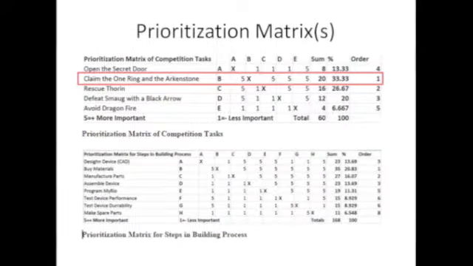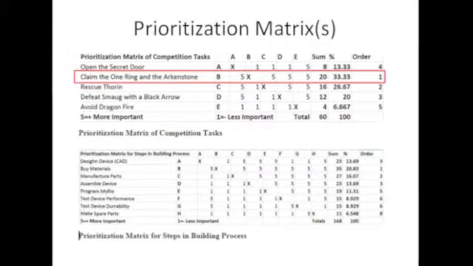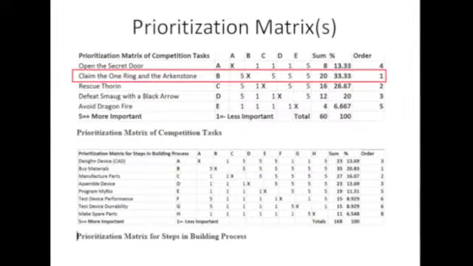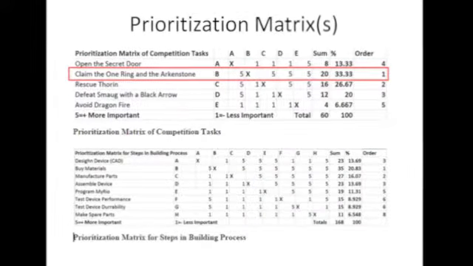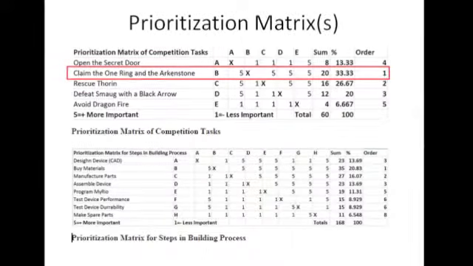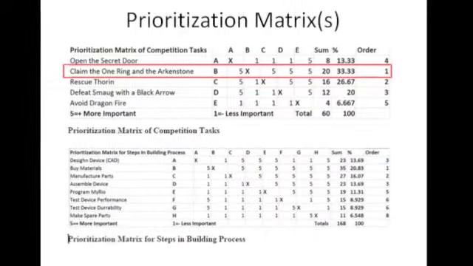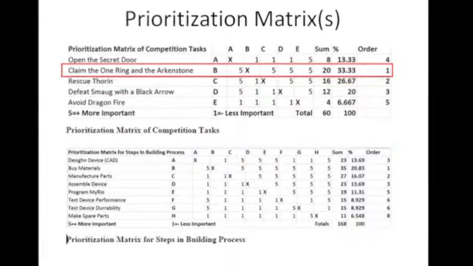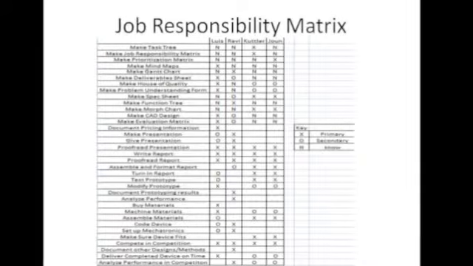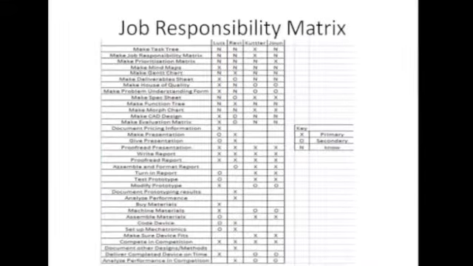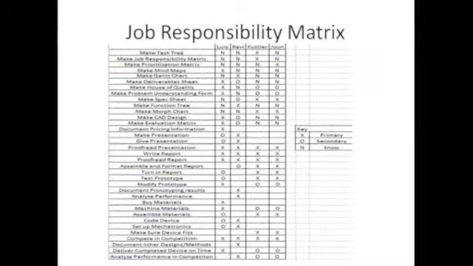We have 2 prioritization matrices here. On the top you see the prioritization matrix of completing the task. Highlighted in red you see the number 1 priority for us was claiming the 1 ring or archstone, which is the task this week. On the bottom you see the prioritization matrix for steps in the building process, which number 1 is buying materials. Here's a job responsibility matrix that we as a team did to break down who's in charge of what and who's helping who and what.